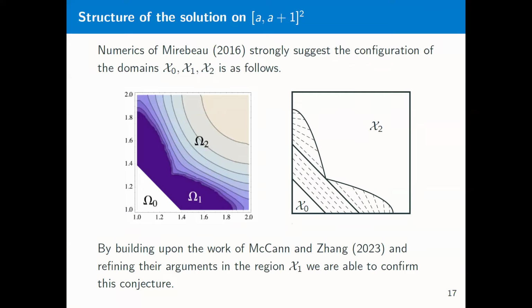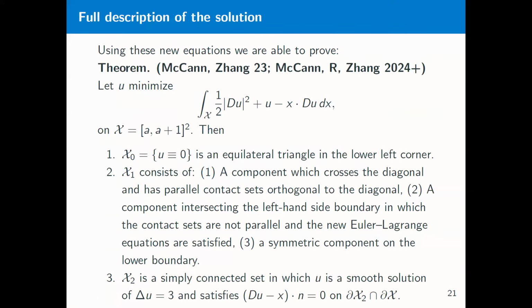The other caveat, though, is that this classification of x1 only holds for our A, which you'll recall is the coordinate of the lower left corner of this square. It only holds for A sufficiently large.